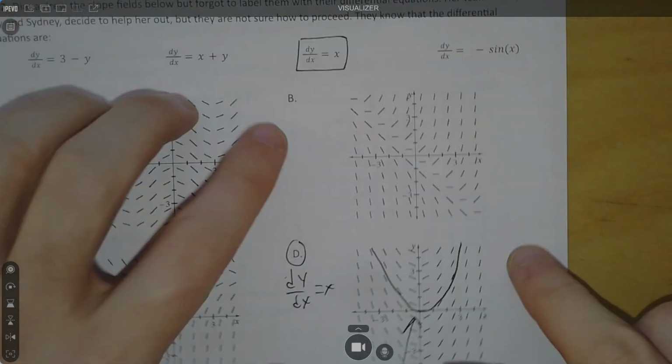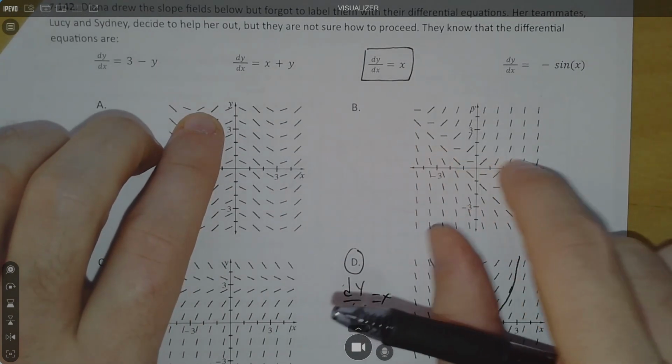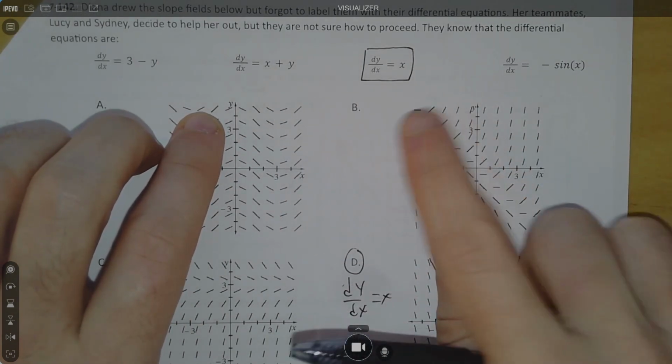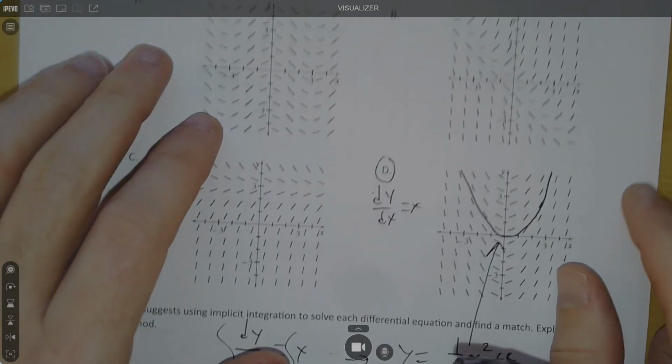If you look at B, I can do the same test. When I plug in a 3, I should be getting zeros. I don't get zeros. At 4, I should be getting just straight 1s. And it's changing, so that's not true either.